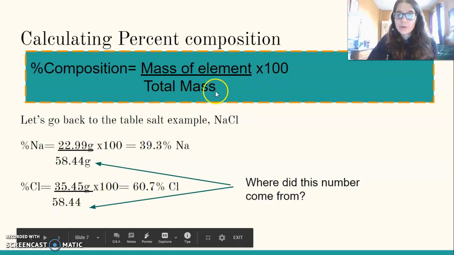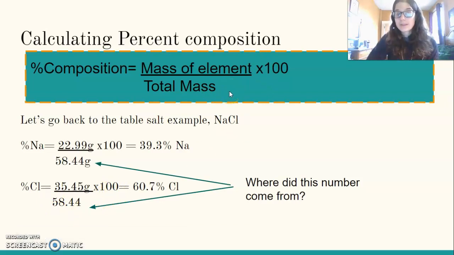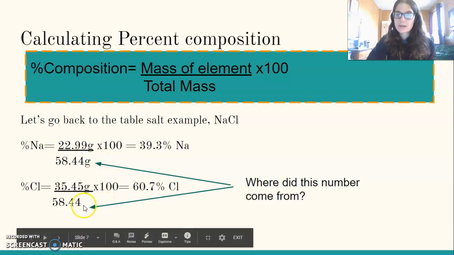So where did this number come from? This is, again, the total mass. For this example, it's the total molar mass of the compound. So how do we find the molar mass of NaCl? All that we have to do is add together the molar mass of sodium and the molar mass of chlorine, which comes out to be about 58.44 grams. Okay, so that is where your denominator comes from. Your numerator can come, again, straight from the periodic table through molar mass.